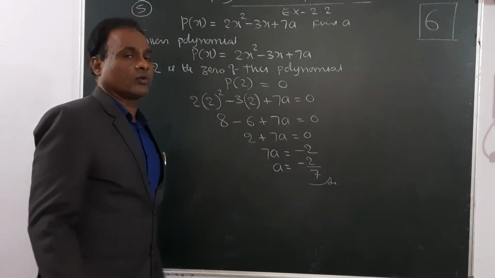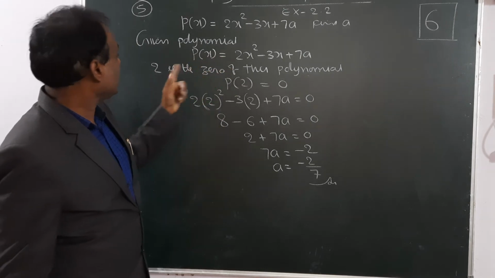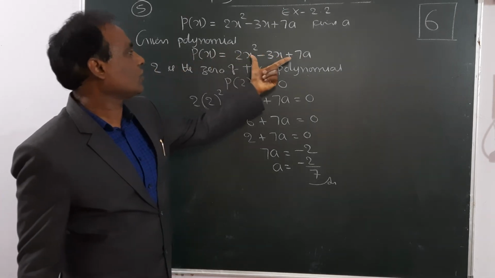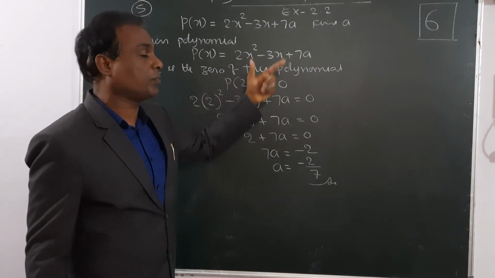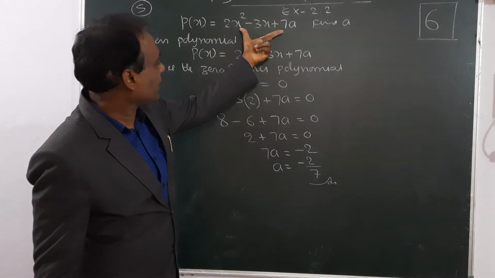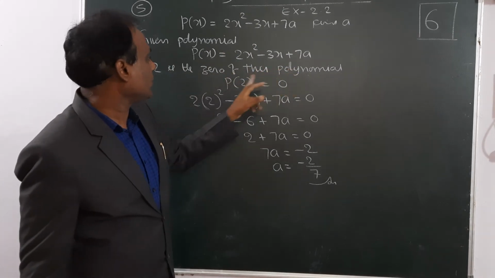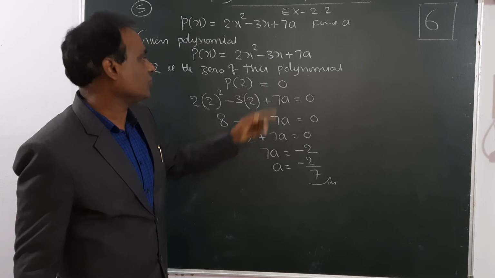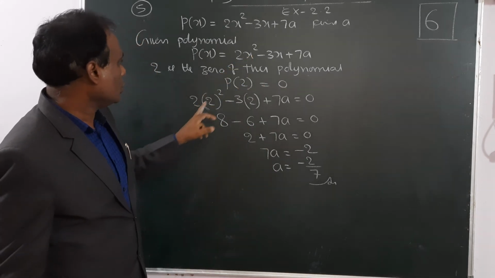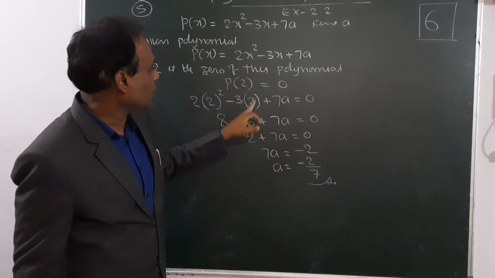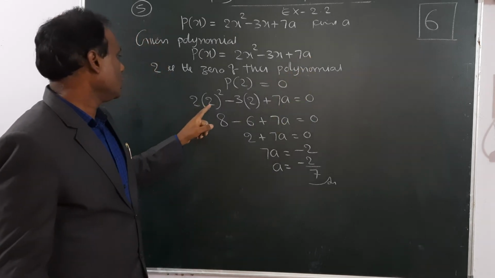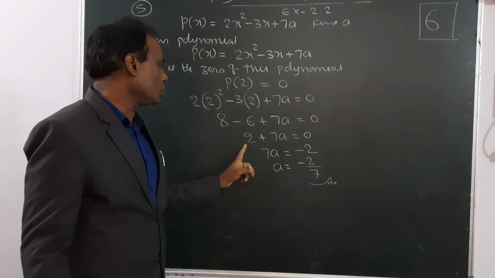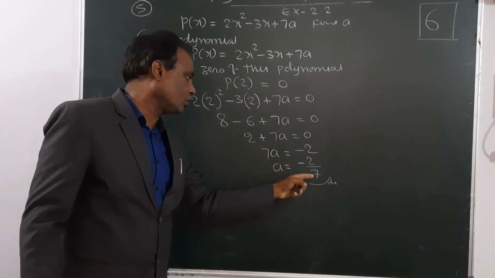So this is one important question. It is already given. For x is equal to 2, it becomes a 0 of the polynomial. 2 is the 0 of the polynomial means if you write x is equal to 2, the polynomial should become 0. So substitute x is equal to 2. 2 into 2 square minus 3 into 2 plus 7a is equal to 0. 2 square is 4 into 2, 8, minus 3 into 2 is 6, 8 minus 6 is 2. 2 right side minus 2, 7 right side, 2 by 7.